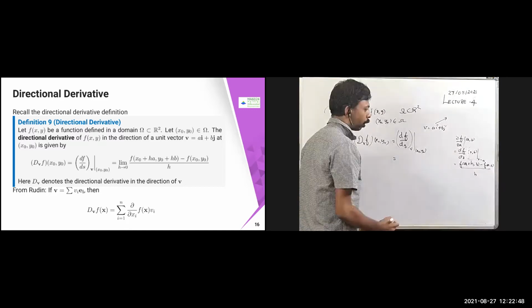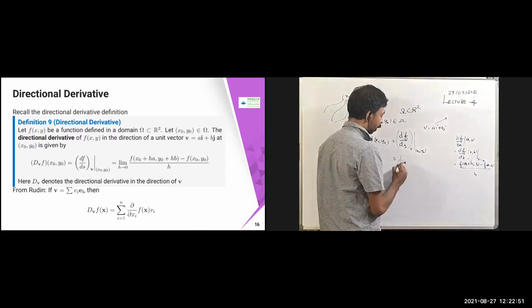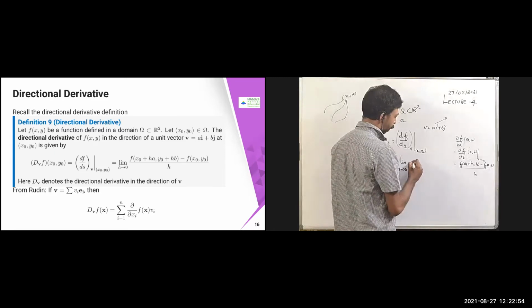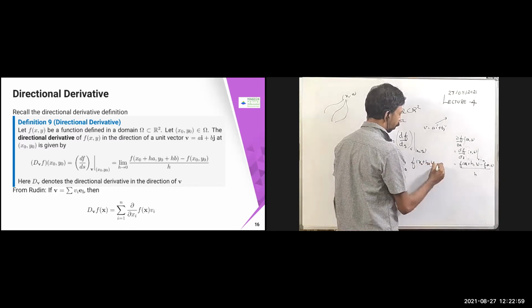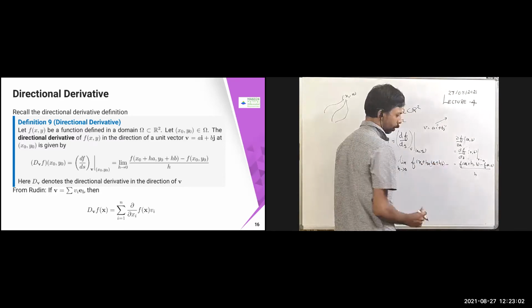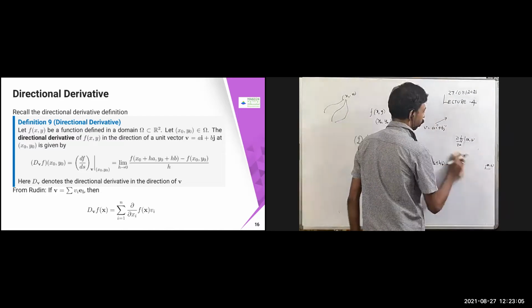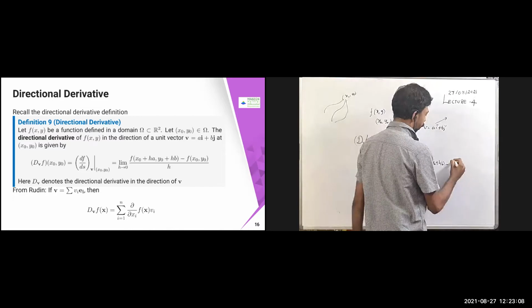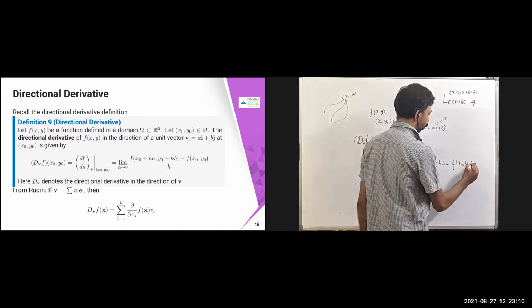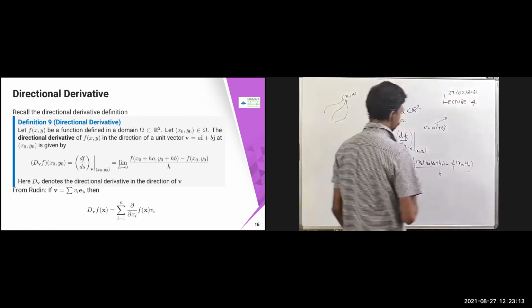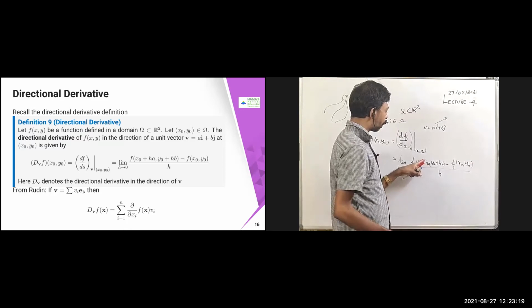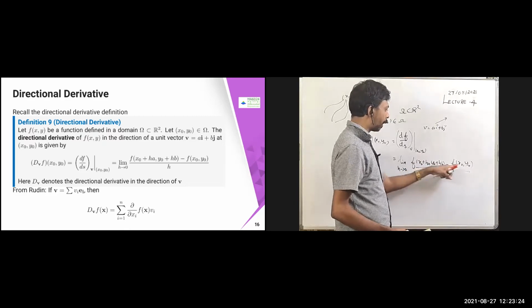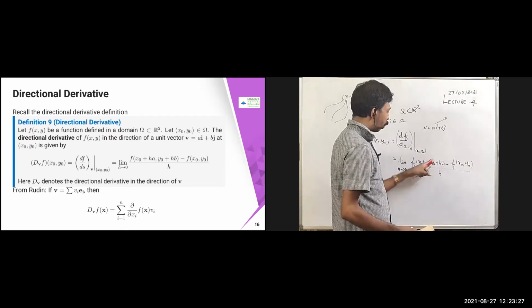So in that case, I'm going to define it like this: limit h tends to 0 of [f(x₀ + ha, y₀ + hb) − f(x₀, y₀)] divided by h. Remember the difference. In the case of ∂f/∂x, you keep one of the things fixed, only the x₀ + h will be there and y₀ will stay as it is. So here one variable will be fixed.